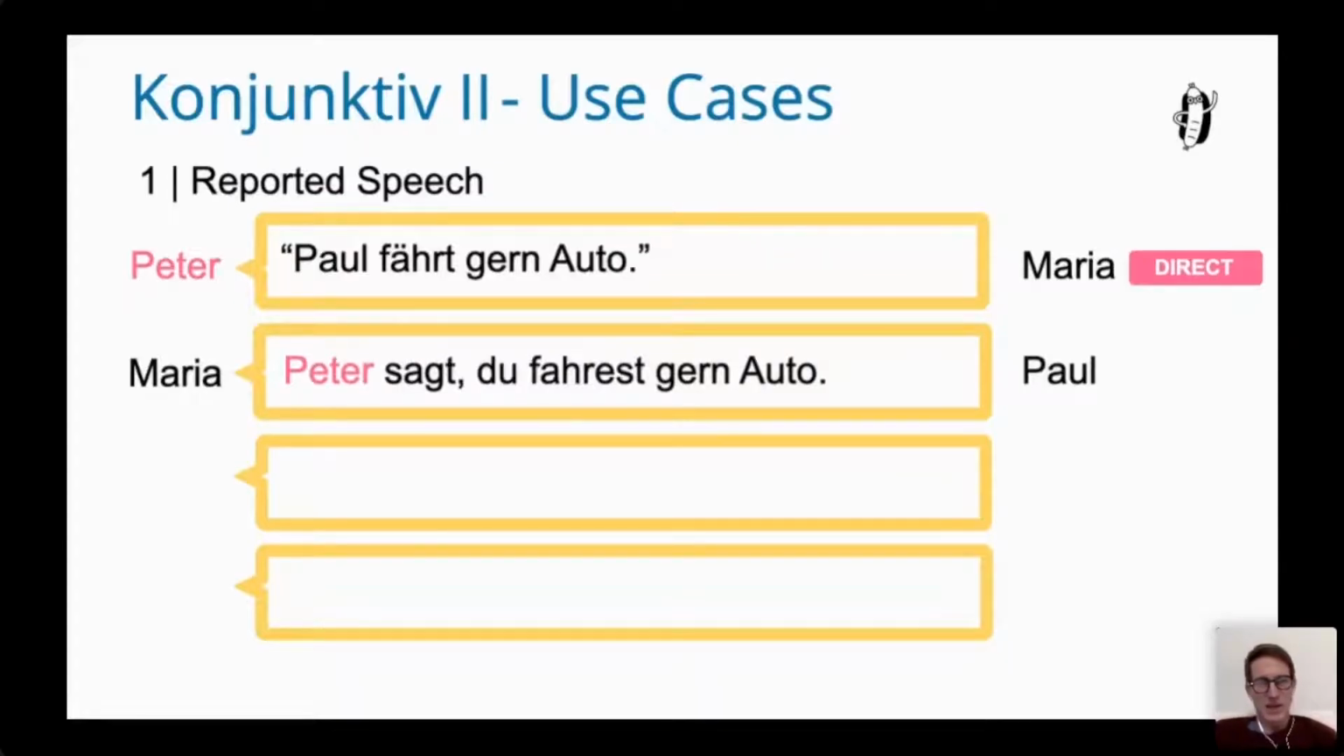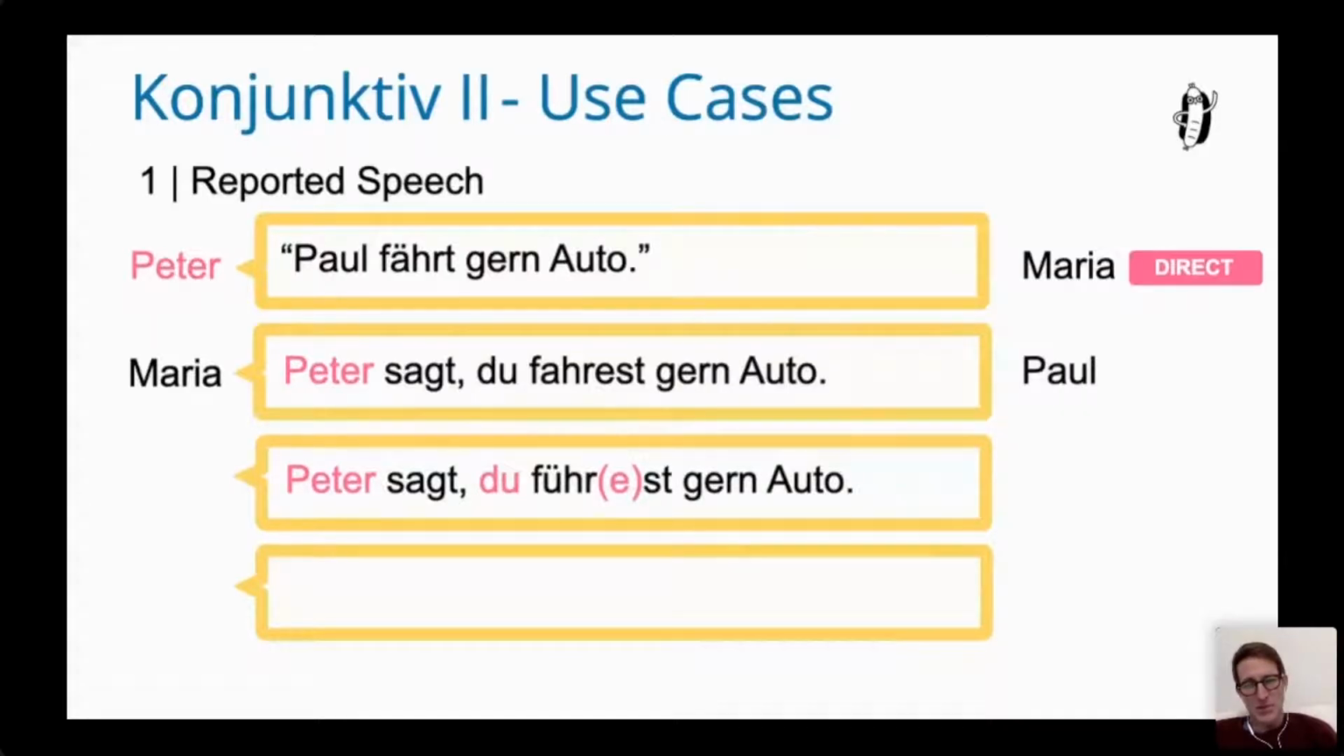So Mary goes to Paul and says, hey, Peter says you like to drive cars. And you see here the "fahrest", and the E gives you away. That's weird, and there is no umlaut because it should be "du fährst gern Auto". So she is using the Konjunktiv 1 to express neutrality.